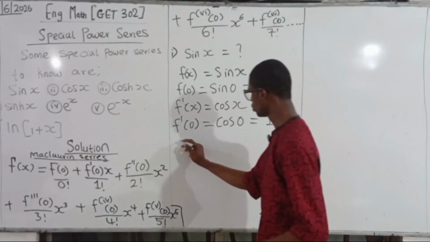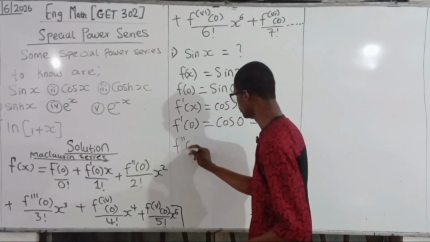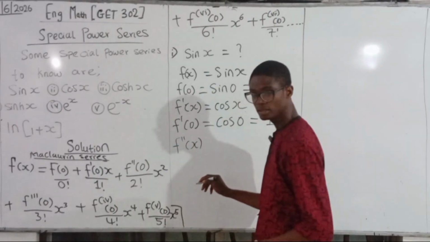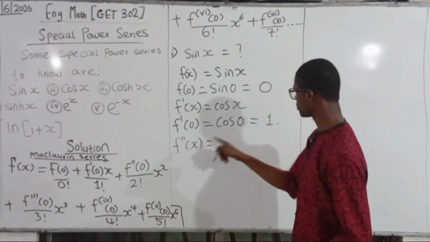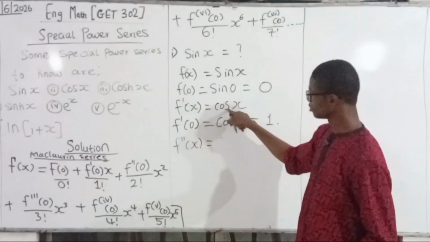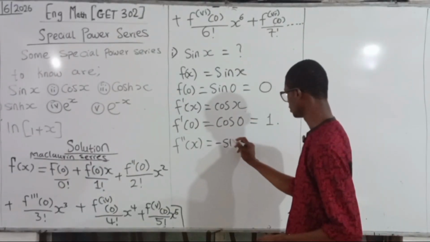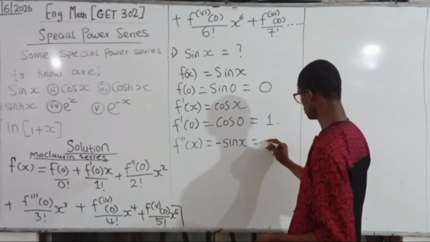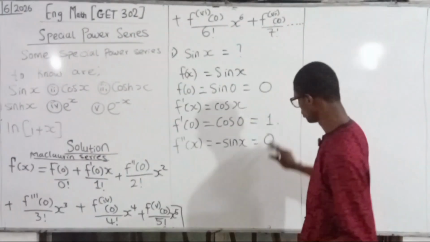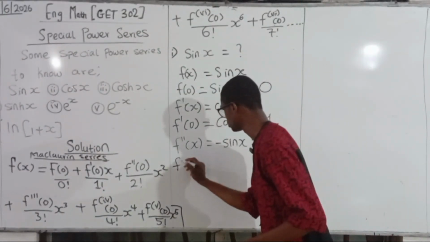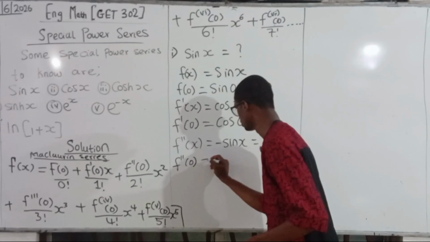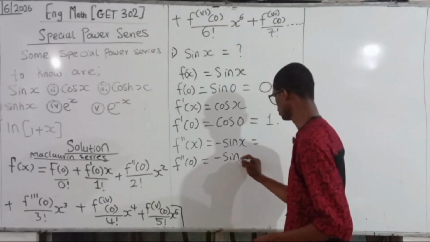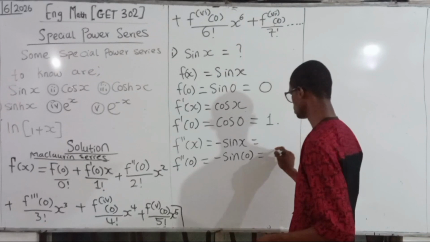Okay, so for us to get f double prime of 0, we need f double prime of x first, right? So now what is f double prime of x? This will give you minus sine x, which is equal to what? Minus 0, which is still 0. But let me write it down step by step. So f double prime of 0 will give you minus sine 0, which is 0.